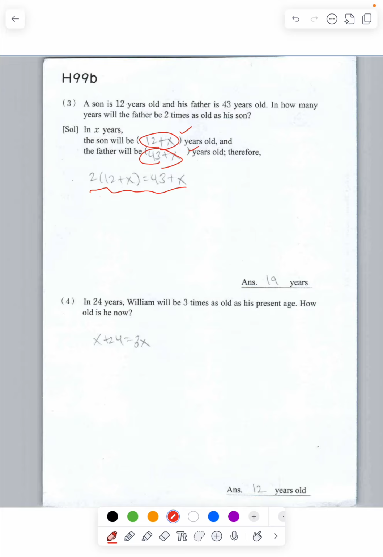Okay, good. All right. Oh, sorry. What's your answer? What was my answer? So we have 24 plus 2x equal to 43 plus x. Okay, so we have x equal to 19. Okay, 19 years old. All right.